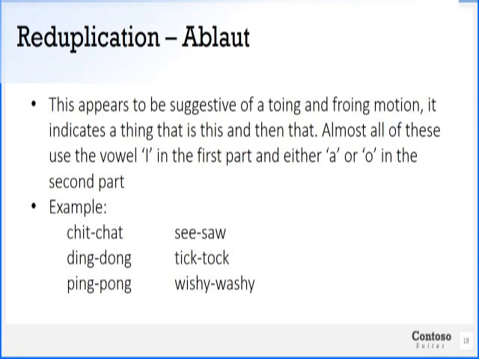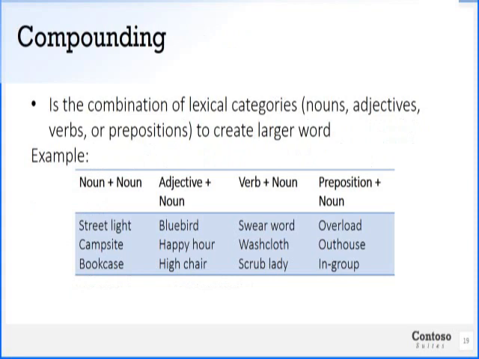Okay, so this is like indicating a thing with this and then that, or toing and froing motion. What is that like? Like ping pong. The first ball is ping and then pong, like that. That is a simple one. Okay, the next process we call compounding.